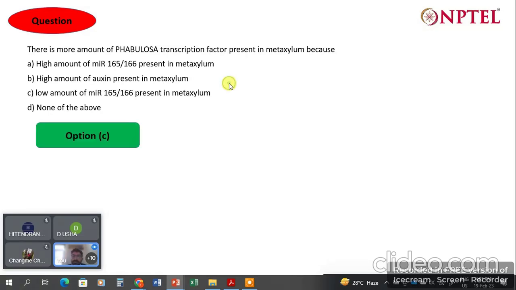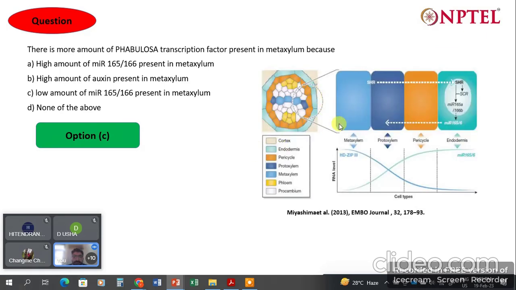So yes, the correct option is option C. What happens in this case is that the short root proteins are developed in the vascular tissues and are transported to the endodermis. Then there, these short root and scarecrow proteins help in the formation of the microRNA, and these microRNAs move towards the vascular tissues, that is the metaxylem.